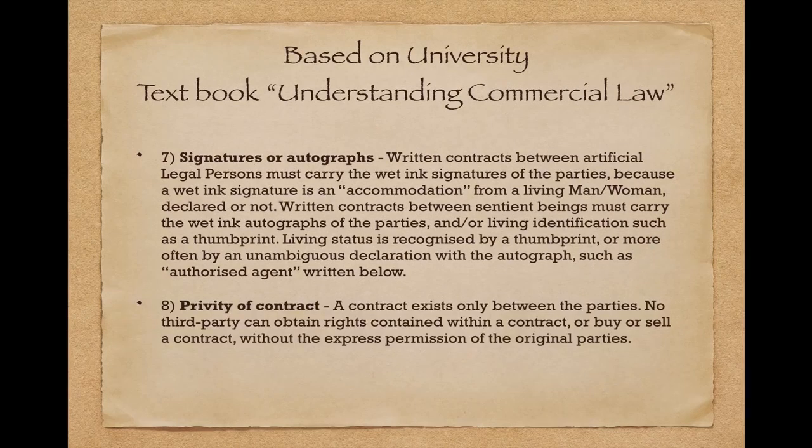Privity of contract. A contract exists only between the parties. No third party can obtain rights contained within a contract or buy or sell a contract without the express permission of the original parties. Okay, they're telling you privity of a contract. It's only between the parties.